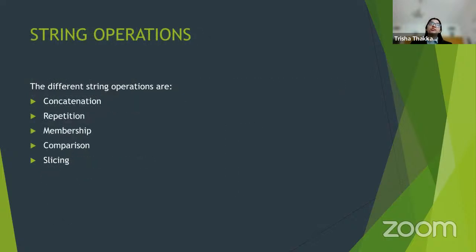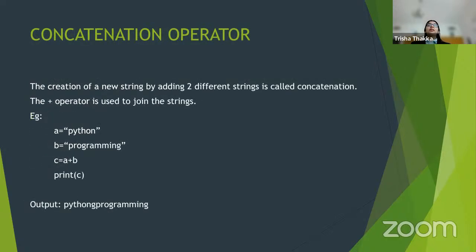String operations. The different string operations in Python are concatenation, repetition, membership, comparison, and slicing. The concatenation operator. The creation of a new string by adding two different strings is called concatenation. The plus operator is used to join the strings.